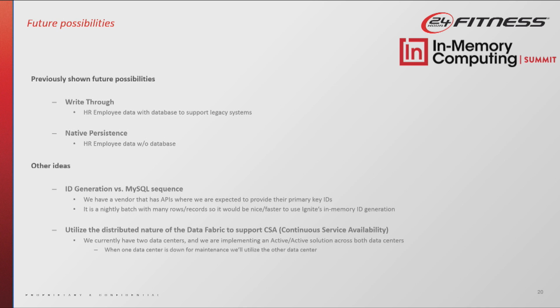So future possibilities, we talked about the top two. In that HR employee data improved solution, we talked about putting the database below the grid or making the grid sort of a first-class citizen on top of the database so that our services don't have to understand both data stores. And then we improved upon it by saying, what if we don't need the database? Then don't even have a database, just use Ignite native persistence. Other ideas I'd like to explore, we have one vendor, a SaaS vendor, who on their API calls, they want us to pass in the primary key IDs.